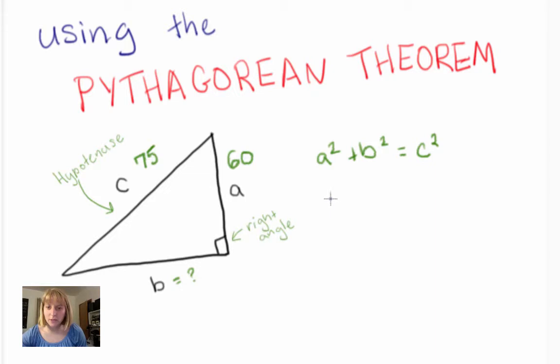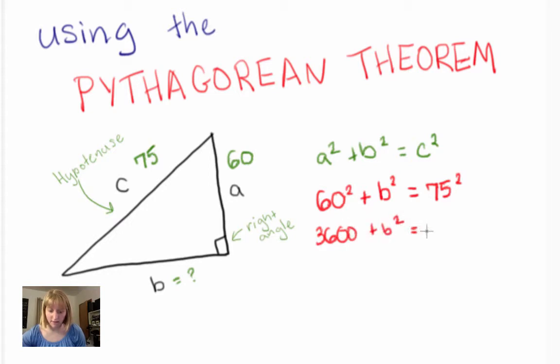So we can substitute these numbers into our theorem right here. If A equals 60, we can put 60 here, 60 squared, plus, now we don't know what B is yet, so we leave it as B squared, equals our hypotenuse, 75 squared. Now you just have to do a little bit of math. 60 squared is 3,600, and 75 squared is 5,625.